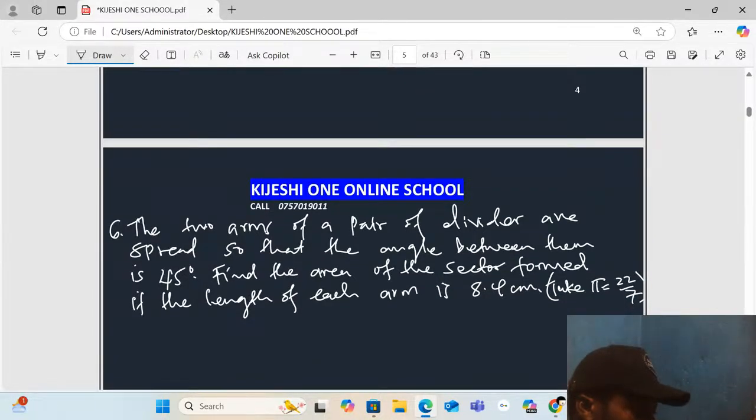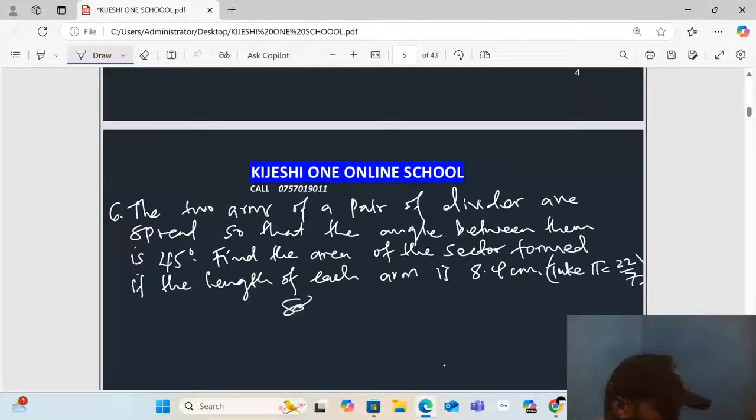So the two arms of a pair of dividers are spread so that the angle between them is 45 degrees. So find the area of the sector formed if the length of each arm is 8.4 centimeters. So let us look at the solution for our last example.